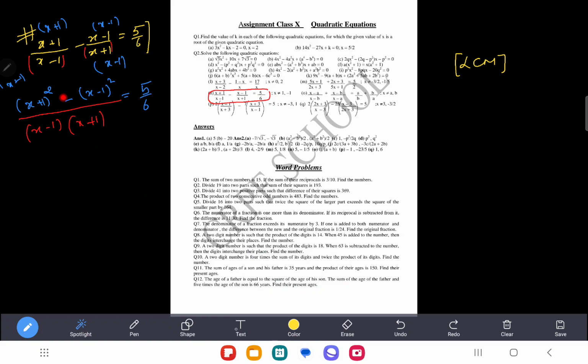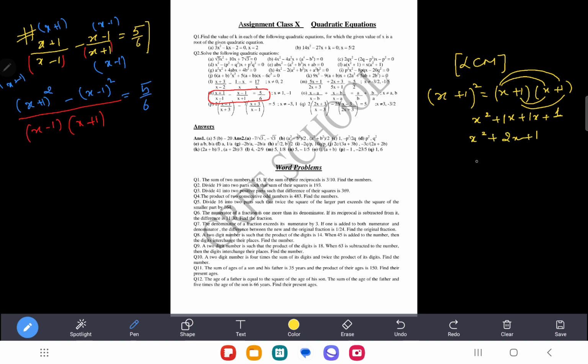Now, similarly, when you know the LCM calculation, it's very simple. Can't you do x plus 1 whole square? You know that square means the bracket into the same bracket. So x times x should be x square. x times 1 shall be 1x. 1 times x should be 1x. And 1 times 1 should be plus 1. So it should become x square plus 2x plus 1. I hope you're understanding. Any doubts in this?